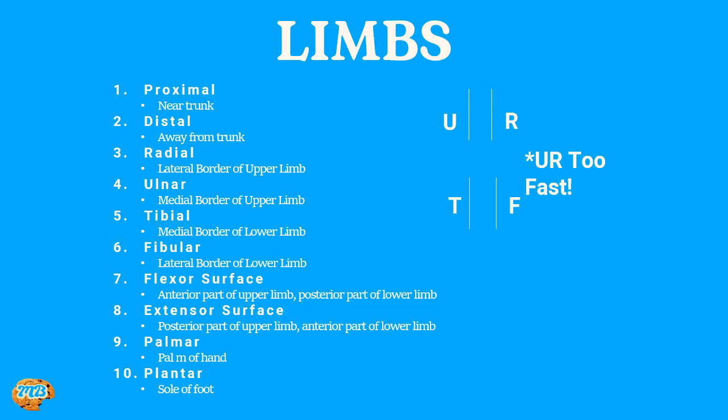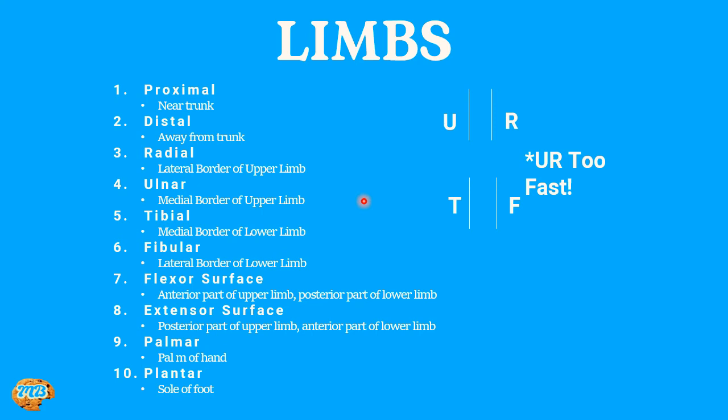And I have a mnemonic to remember it because I would often forget in the past. So my mnemonic is "You are too fast." U is the medial upper limb, so that is ulnar. R is lateral upper limb, so that is radial. T is medial lower limb, so that is tibial. And F is lateral lower limb, so fibular. So you are too fast.